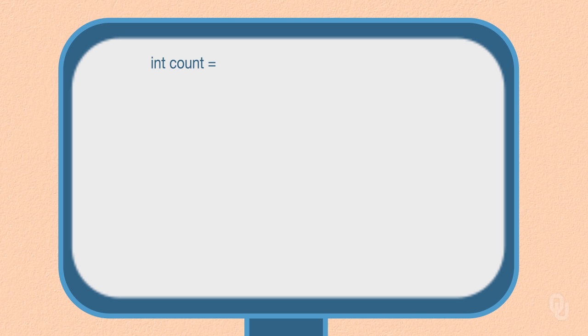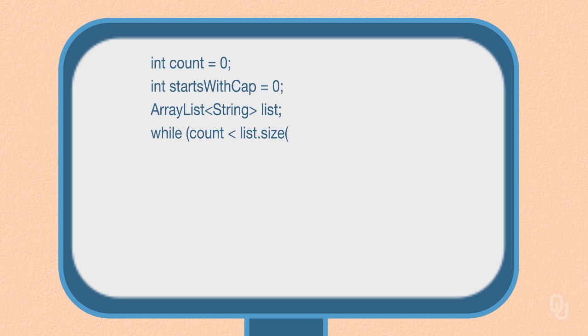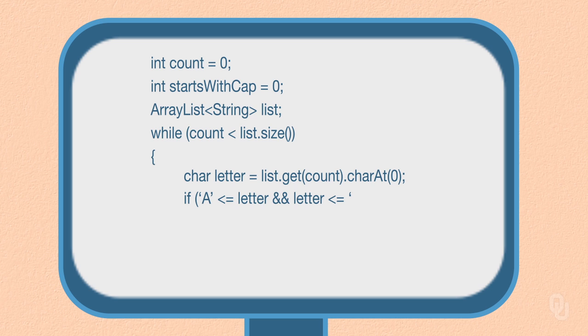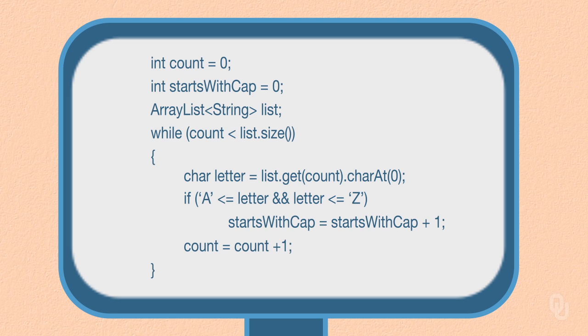int count = 0. int startsWithCap = 0. ArrayList<String> list. Let's assume this list is constructed and data was entered elsewhere. While count < list.size(): char letter = list.get(count).charAt(0). If 'A' <= letter && letter <= 'Z', startsWithCap = startsWithCap + 1. count = count + 1.